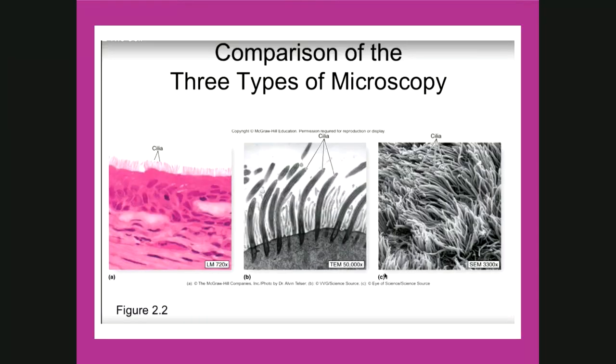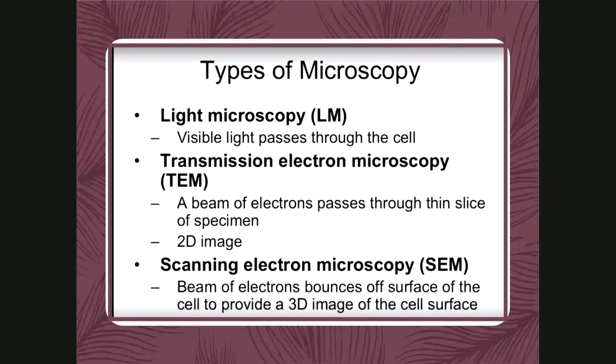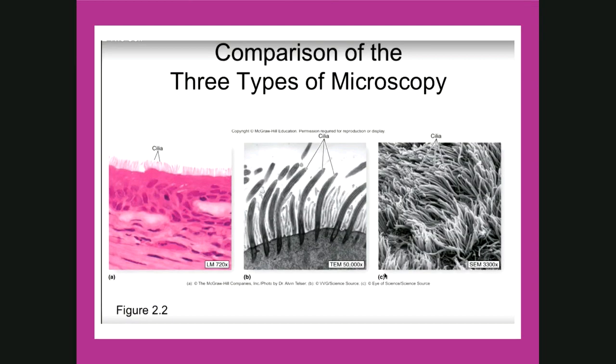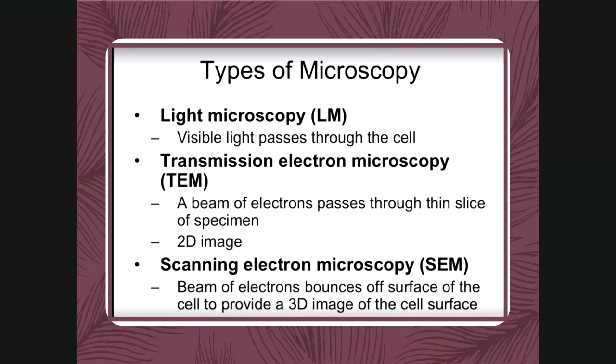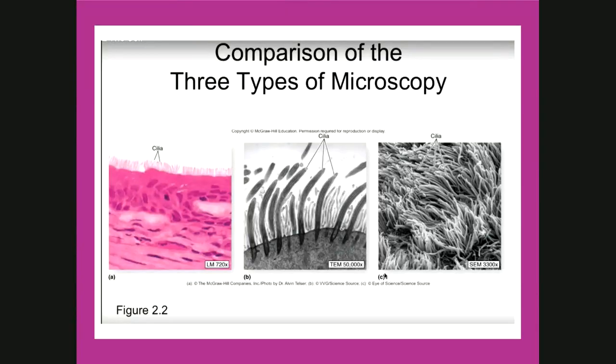So here's the difference with what we could see with a microscope and an electron microscope, and the differences here between the transmission electron microscope and the scanning electron microscope. So here's the light microscope. We could see at a level of 720 times, whereas the second type, which would be the transmission electron microscope versus the scanning electron microscope, you could see to a greater extent in three-dimensional and two-dimensional images.